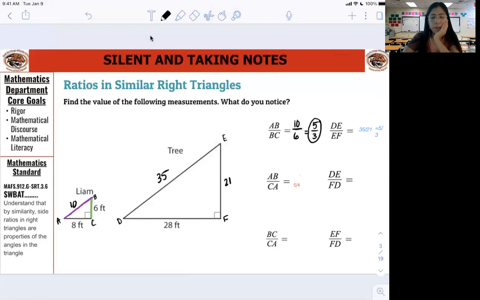Okay, so we got 5/3, we got 5/4. Keep it going, guys. I see Janelle's is working on the screen. I see Jalen and I see Tyrone. Where's everyone else at? Okay, Janelle's and Perla.